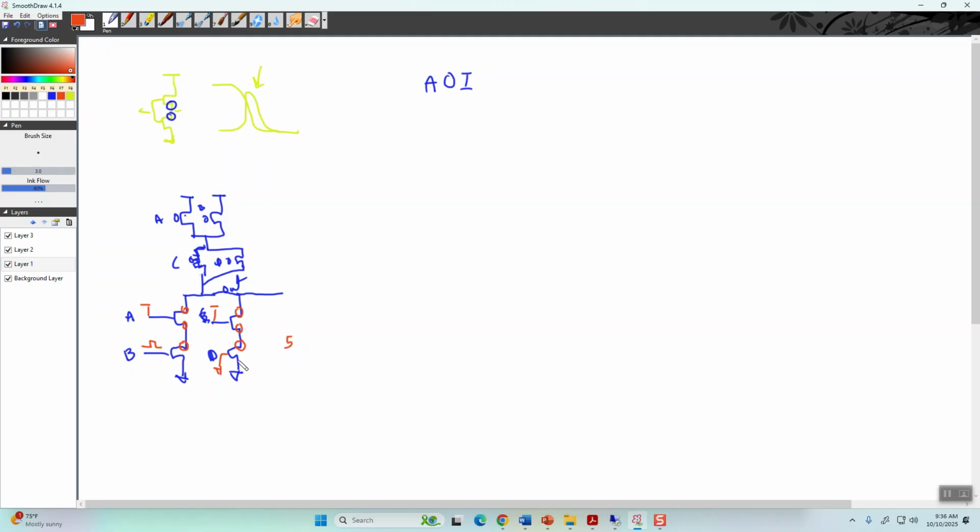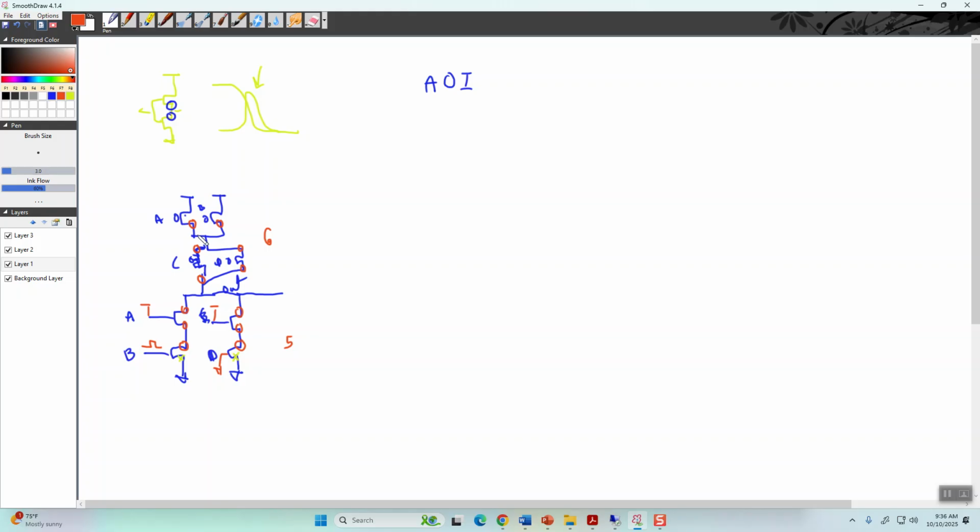Now these don't, because I'm not showing the body. The body is tied to ground. These sources are tied to ground, so they're shorted. Okay. Now, what about on the PMOS side? 1, 2, 3, 4, 5, 6. All right. So that's 6 drains or sources to be tied up.